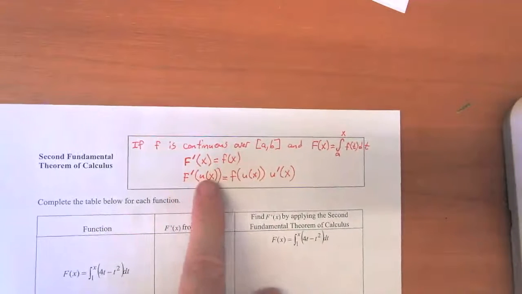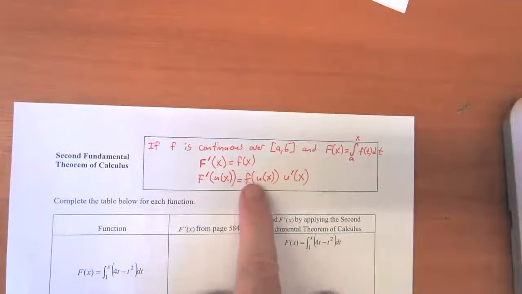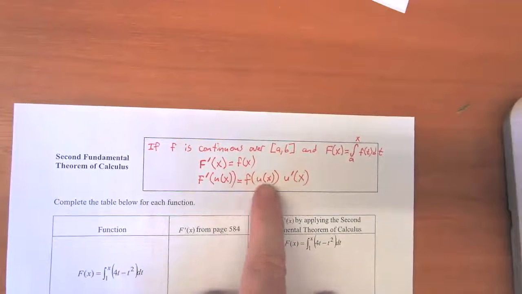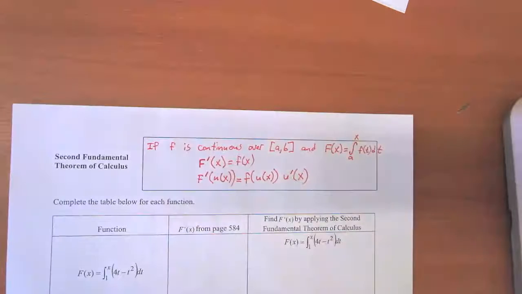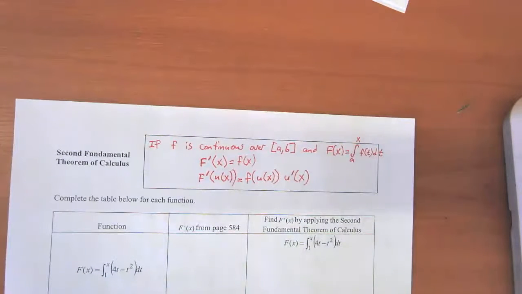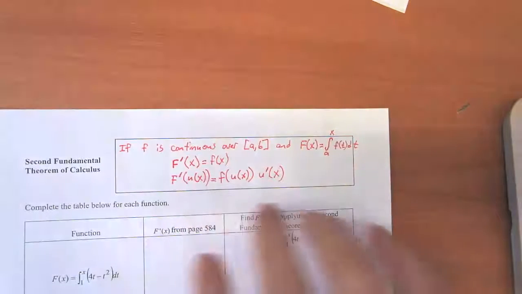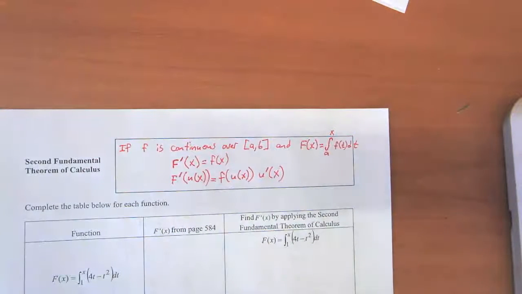And if we're taking the derivative with respect to some function, we just use the power rule. I'm sorry, the chain rule. And so this is little f of u of x times the derivative of u with respect to x. Okay, so that's the way it can be written out. Throw some notes in here in addition if you think you could use that.